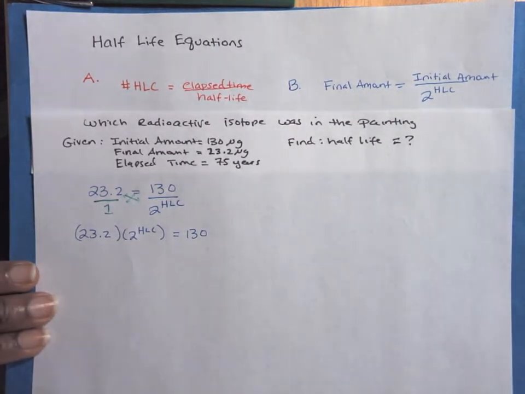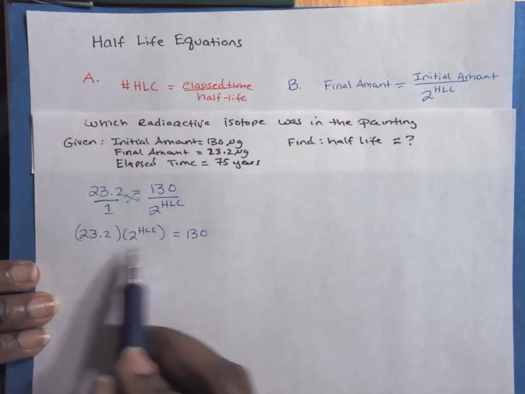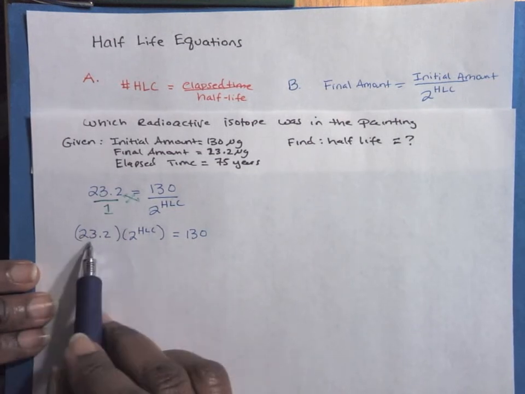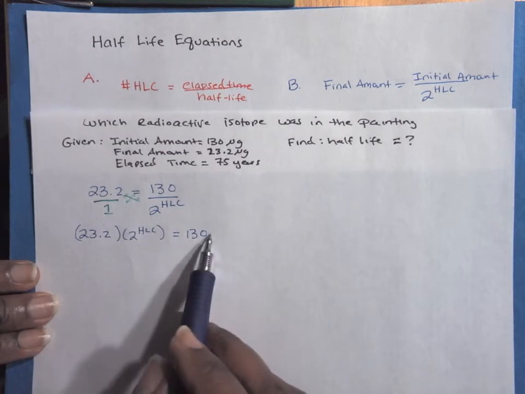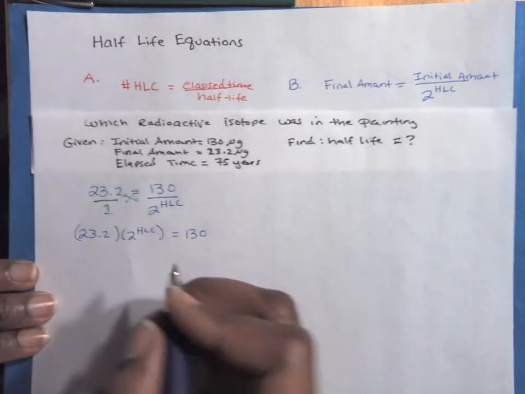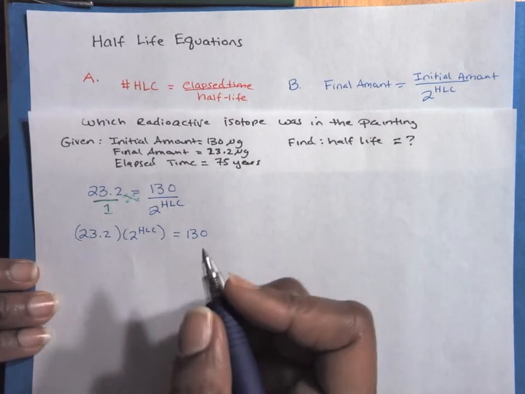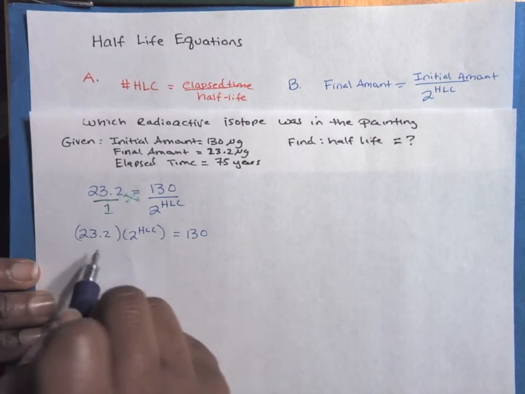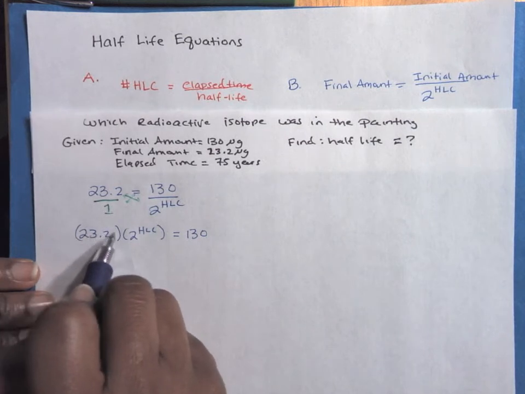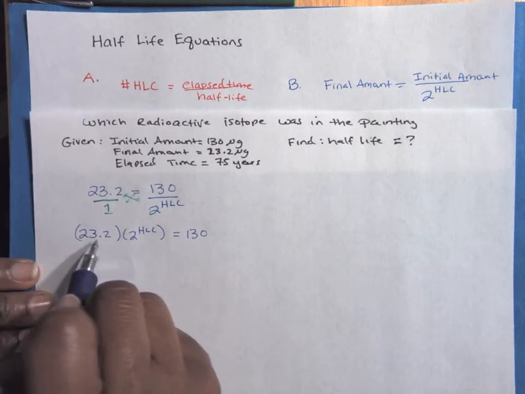It doesn't matter if you put the 130 here and the expression, 23.2 times 2 to the power of HLC, on the right side of the equal sign. It's equivalent, so the order technically doesn't matter. Now we're going to further isolate our unknown. You may be thinking, I can distribute that 23.2 with the 2. Nope, these are not like terms.